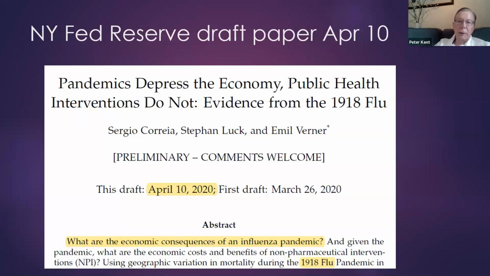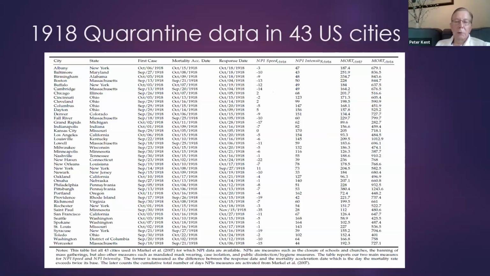So last Friday, I got a hold of a draft paper from the Federal Reserve. New York's Federal Reserve has written a draft paper on pandemics. Naturally, the Federal Reserve System is concerned about the economic impacts as well as the health impacts. And so they wrote this paper, What Happened in 1918, and I found some interesting things in it that I want to share with you. So what they did is they had 43 cities listed that they had quarantine data on: when the quarantine started, what the intensity of the quarantine was, and what the speed was.